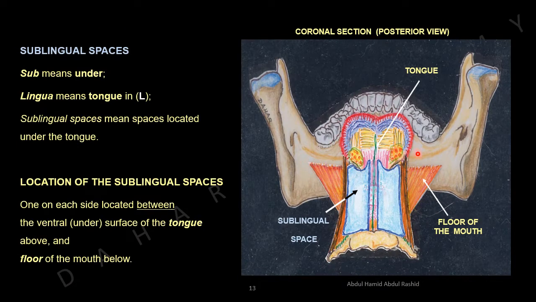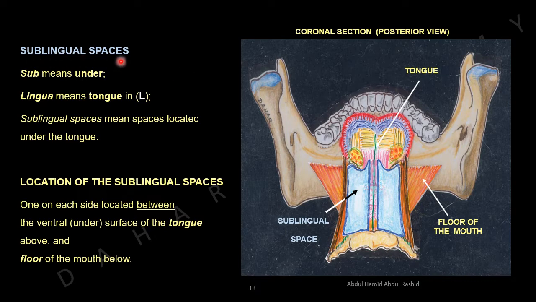This is the mandible and hyoid bone. We are looking from behind. This is the coronal section. This is the tongue. And this is the floor of the mouth formed by mylohyoid muscles.